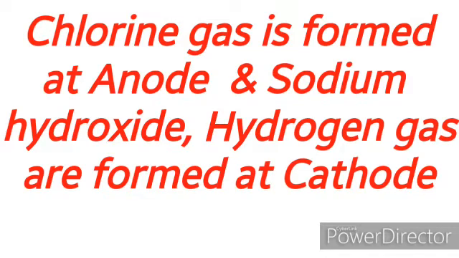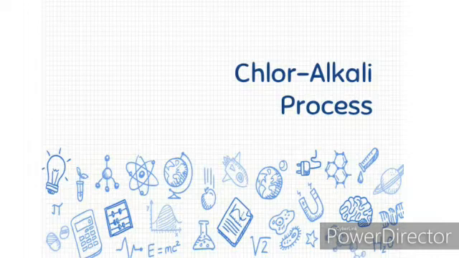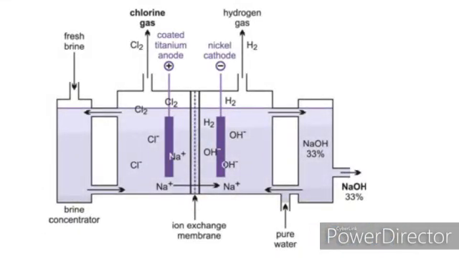Sodium hydroxide is a strong base which can dissolve in water. So bases which are soluble in water are called alkalis. That's why this process is popularly called chlor-alkali process. Chlorine gas is produced in this chemical process, and sodium hydroxide which is formed is an alkali. So they named it chlor-alkali process.